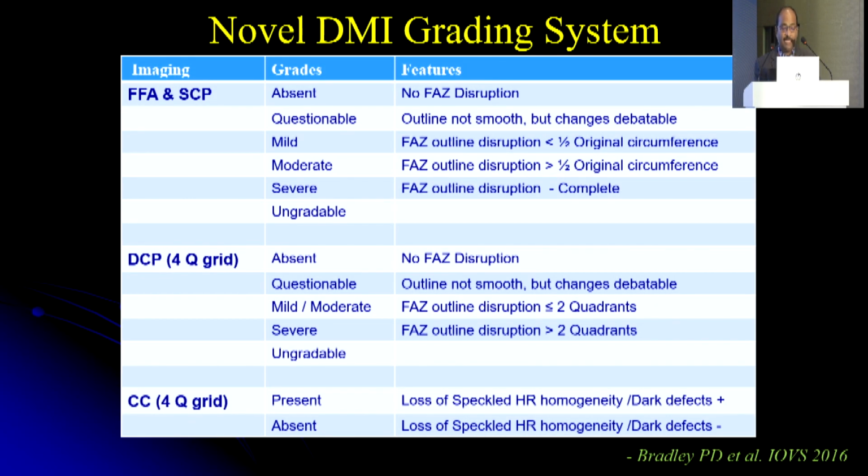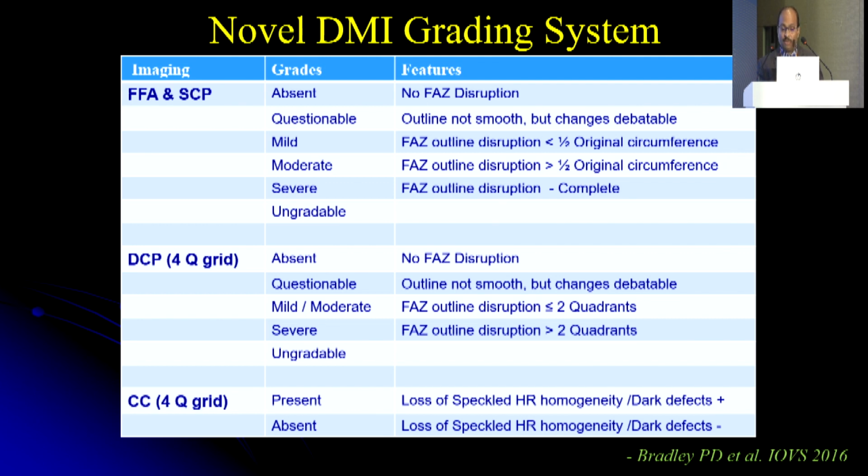The FFA and the SCP, as I mentioned, these two correlate. They had different grades: absent, questionable, mild, moderate, severe, ungradable. So mild, moderate, severe was based on the FAZ outline description: less than or more than half disruption of the original circumference, or complete in severe. The DCP, they split into a 4-quadrant grid. They did the same for the choriocapillaris also. And again, there is absent, questionable, mild, moderate, severe, ungradable.